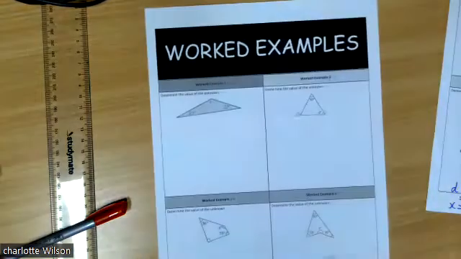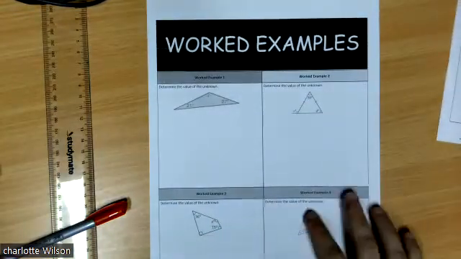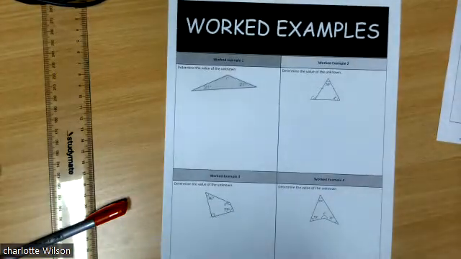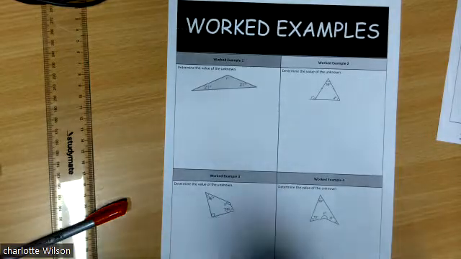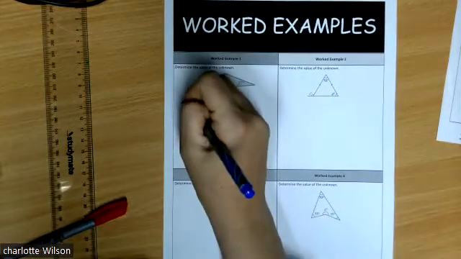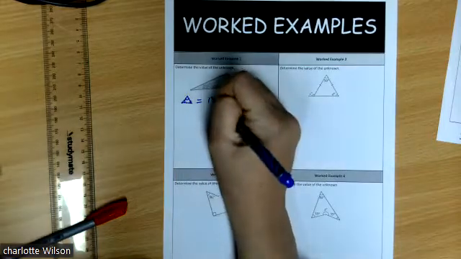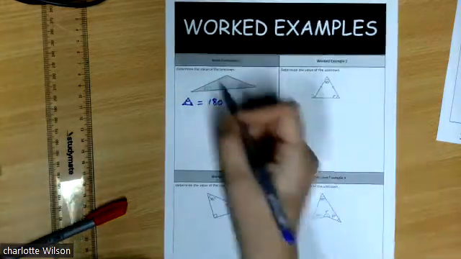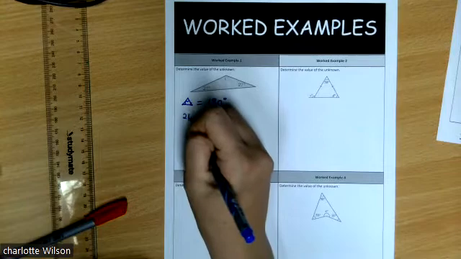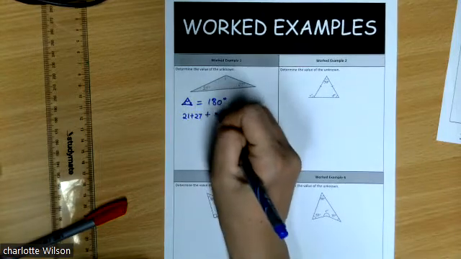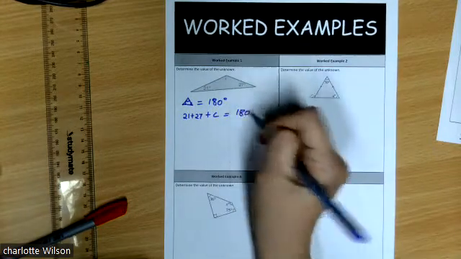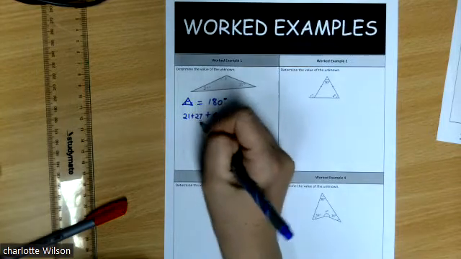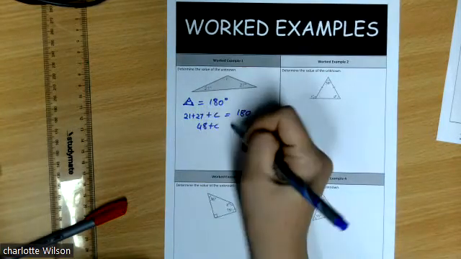Okay, we then have 4 more examples to go through. So our next example is, again, our sum of our interior angles. So our interior angles of a triangle add up to 180 degrees. In this case here, we've got 21 plus 27 plus C has to equal 180. I can simplify this because 21 and 27 equals 48.